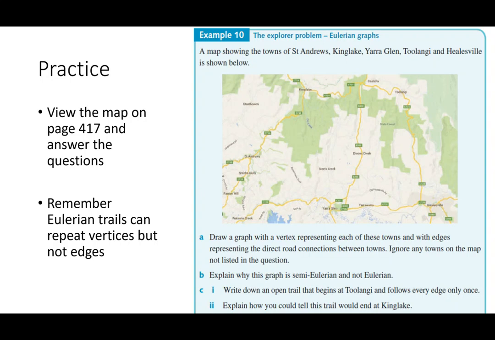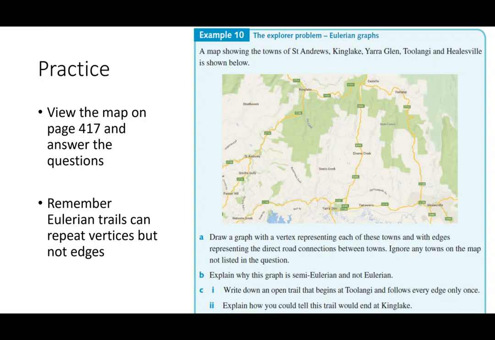That's all that is. There's nothing more to it. There are two vertices with odd degree, which makes it semi-Eulerian. Write down an open trail that begins at Tulangi and follows every edge only once.